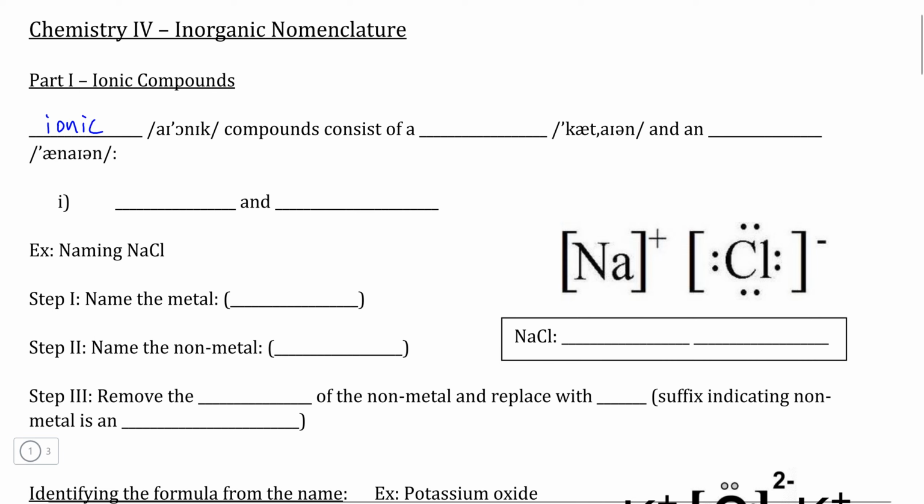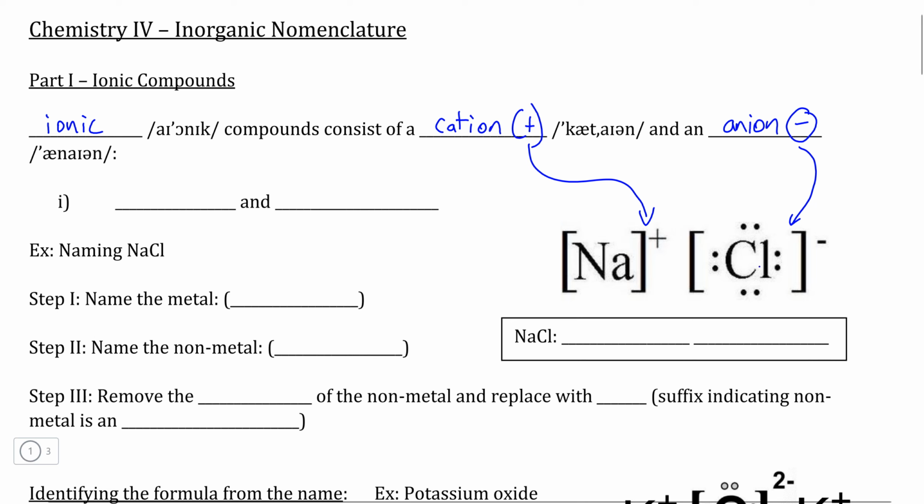So remember that ionic compounds are compounds that contain a metal and a nonmetal, although perhaps it's more accurate to say that an ionic compound consists of a cation, that being a positively charged ion, and most of the time this is going to be some sort of metal, as well as an anion, which of course is a negatively charged ion, of which this is usually going to be a nonmetal.